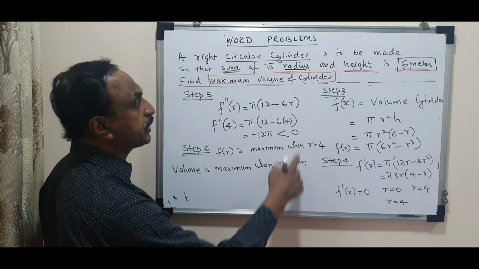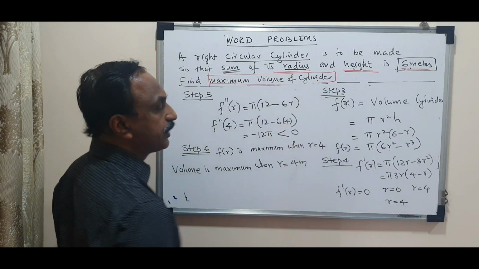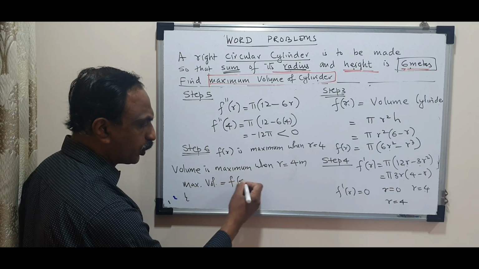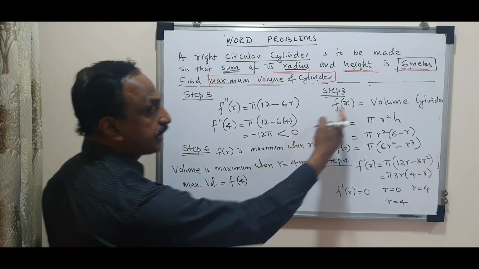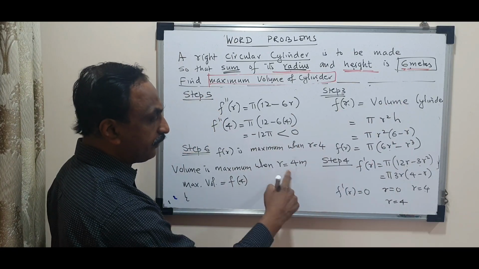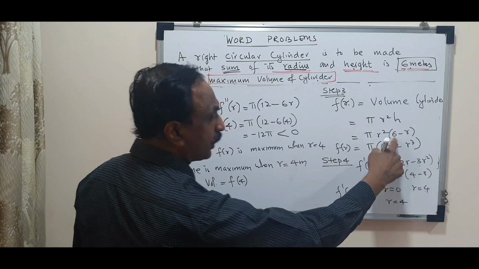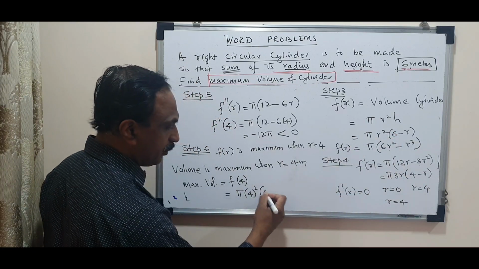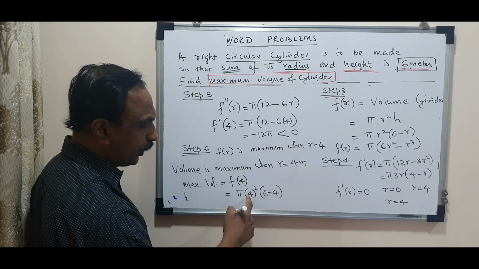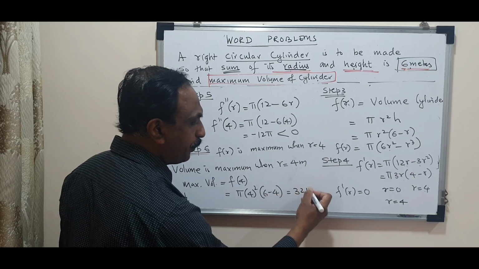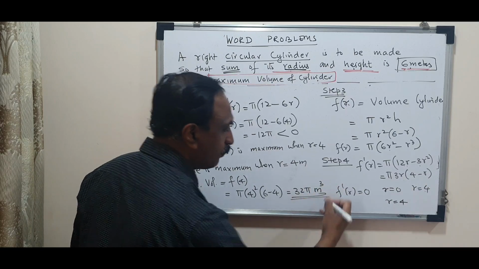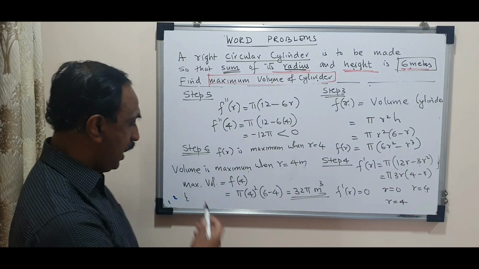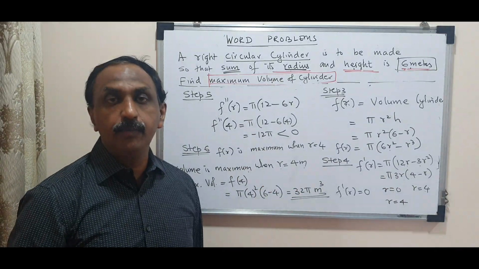When the radius is 4 meters, what are you asked to find? Maximum volume of the cylinder. So maximum volume is f of 4, because f of r stands for volume. So f of r, pi into 4 square into 6 minus 4, which will give you 2 into 16, 32. So 32 pi meter cube will be my maximum volume. So my conclusion: volume is maximum when radius is 4 meter and the maximum volume is 32 pi meter cube.